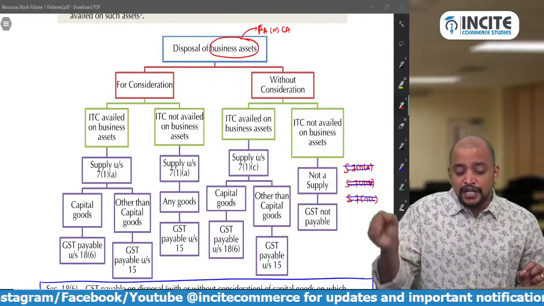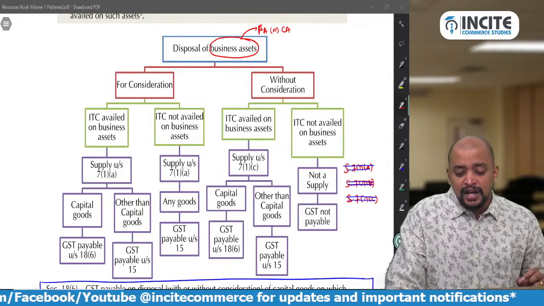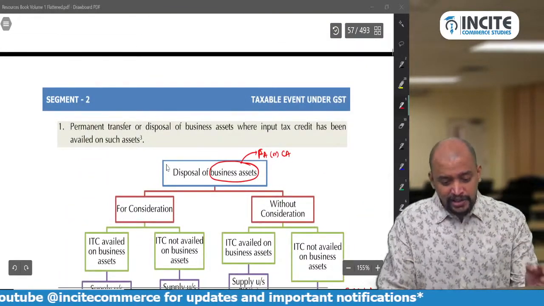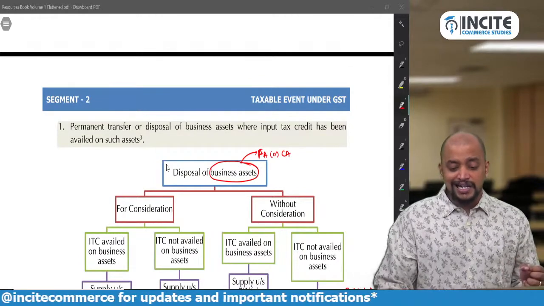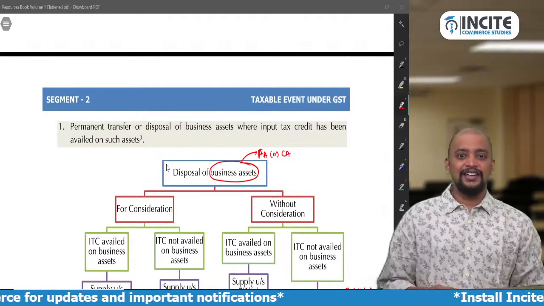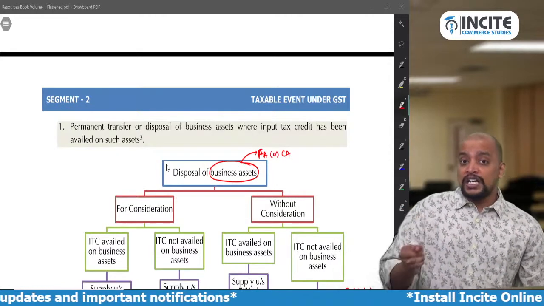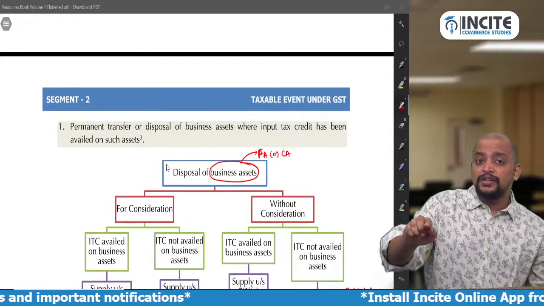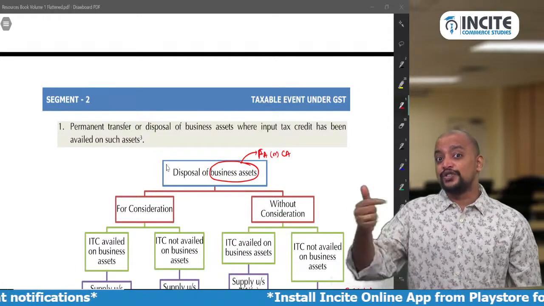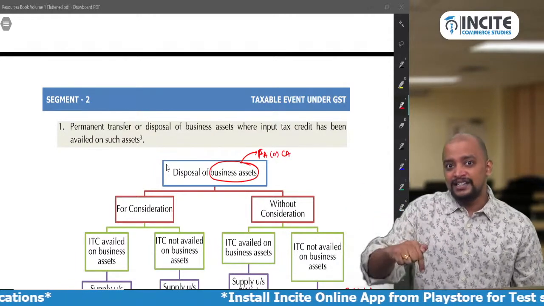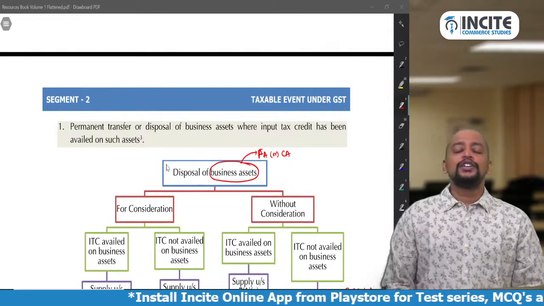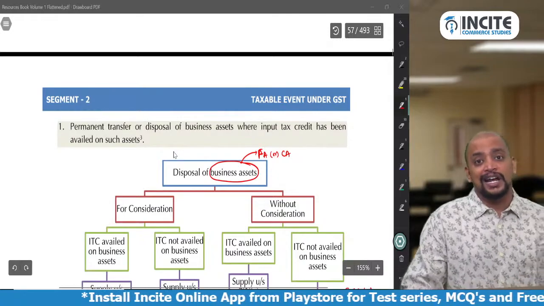Permanent transfer or disposal of business asset on which ITC is availed, or where it is availed on such assets. So here, whatever you dispose of, you should have availed ITC on that. I disposed of finished goods, but finished goods I did not buy. I made. So what I purchased is raw material. Whether I disposed of raw material? No. Therefore, in this case, it is not a supply.